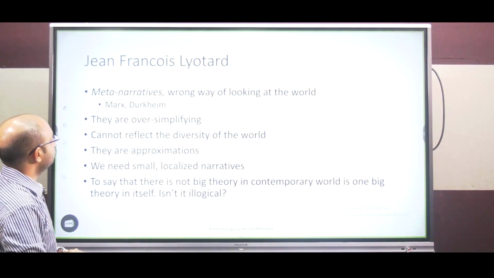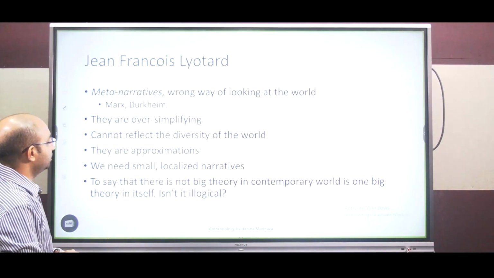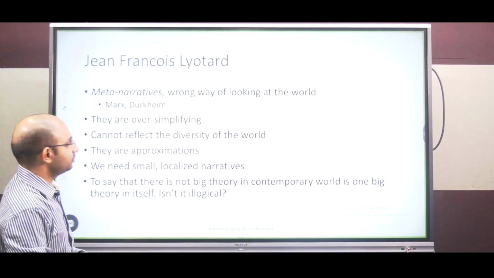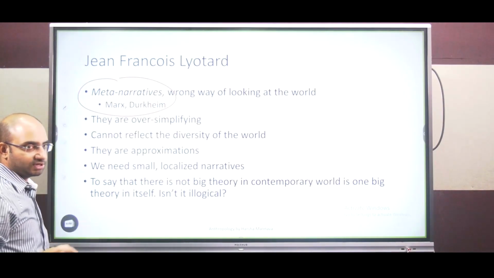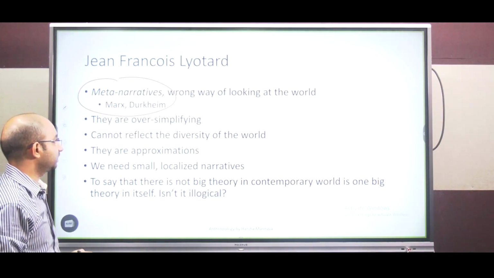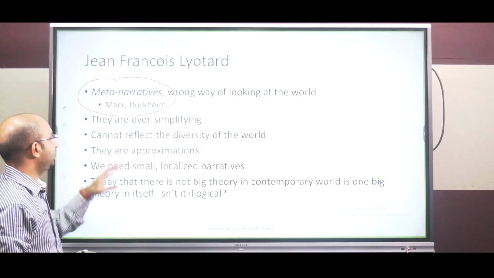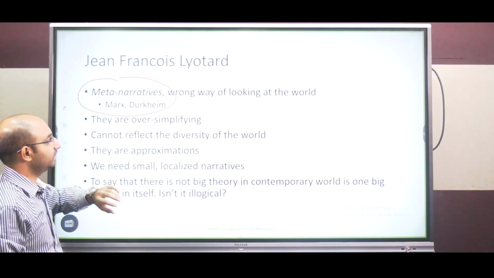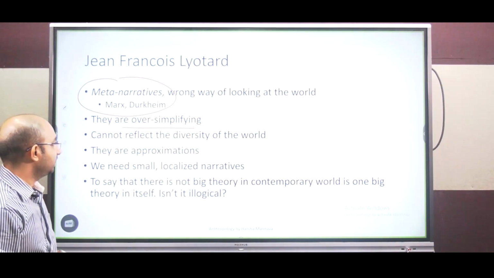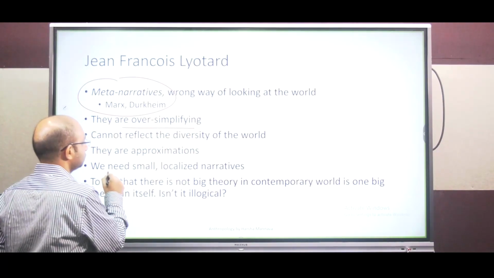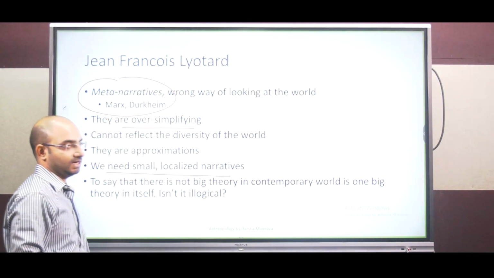Then another person is Jean-Francois Lyotard. Lyotard says, in social sciences, we are all focusing on big theories like the ones proposed by Karl Marx, Max Weber or Durkheim. And he says big theories or meta-narratives are wrong ways of looking at the world because these narratives are oversimplifying the world. Hence he says we should look for small localized narratives.